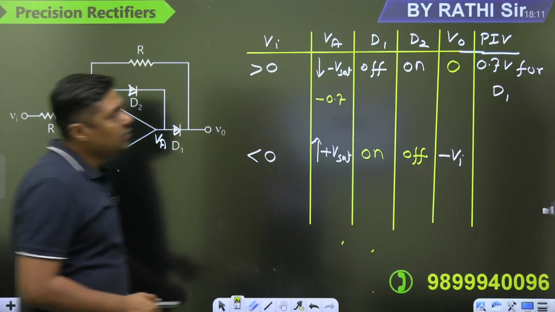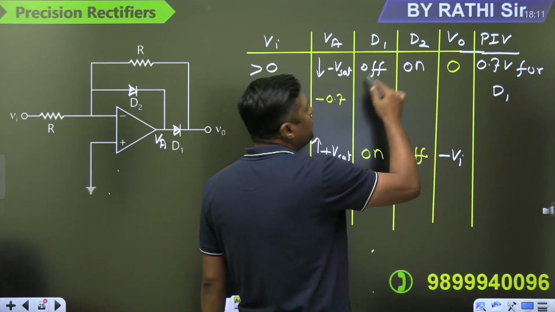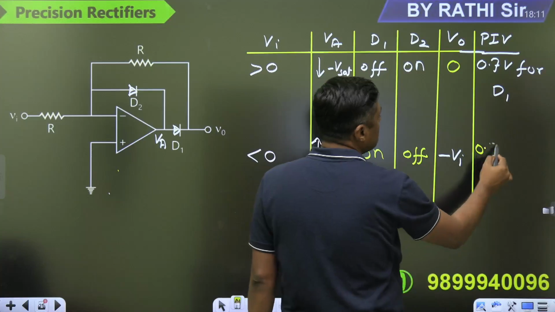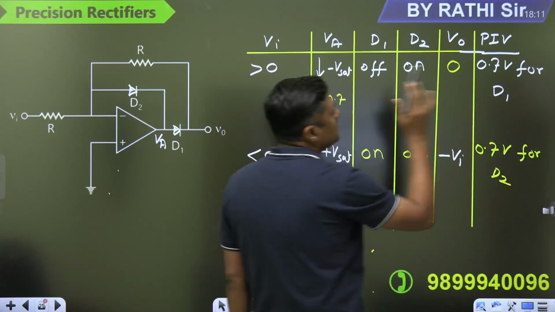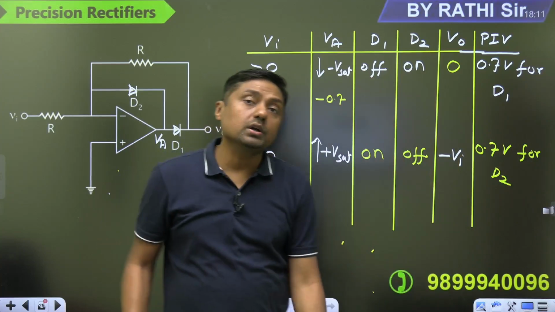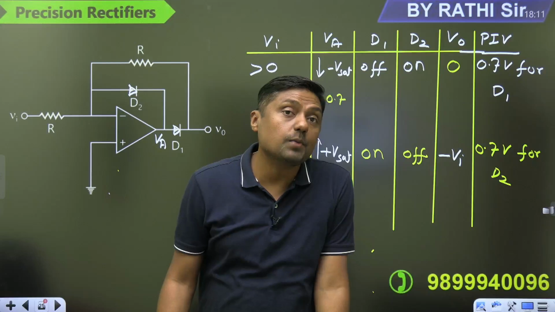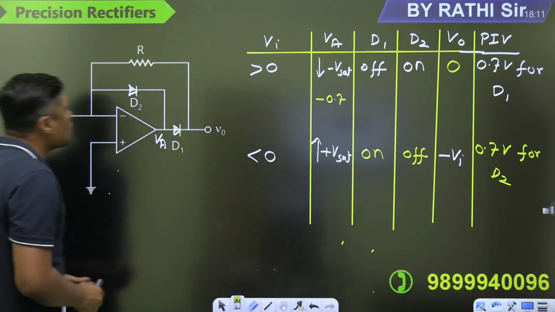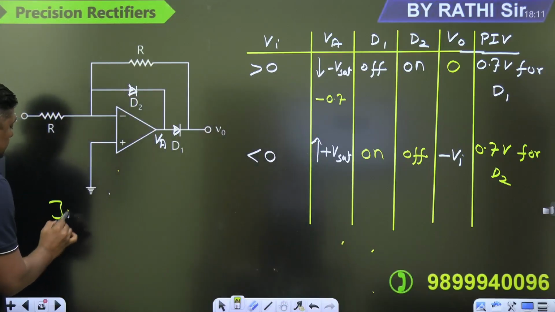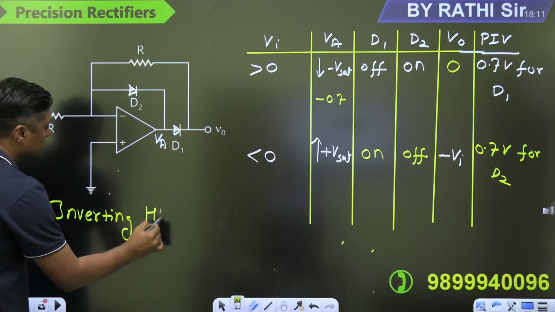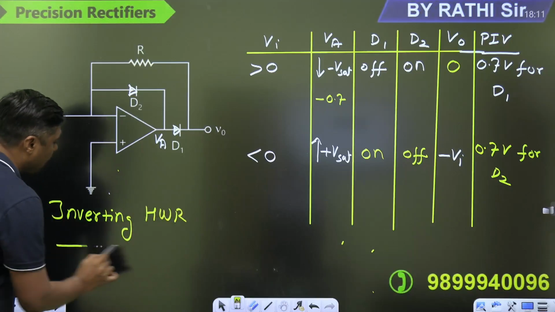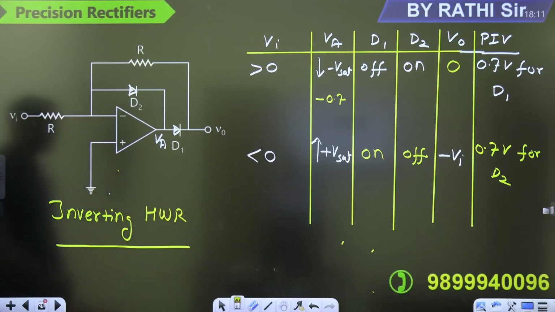And what is the PIV for this diode? Because when the diode is off, we are calculating the PIV. This is nearly equal to 0.7 volt for diode D2. This is 0.7 volt for diode D1. In this way, we can reduce the PIV. Now, this is called inverting half-wave rectifier. Precision half-wave rectifier, guys.